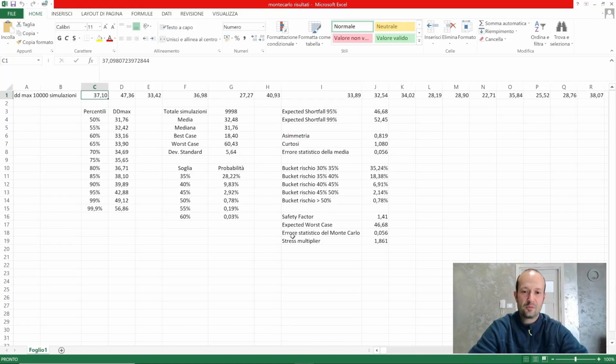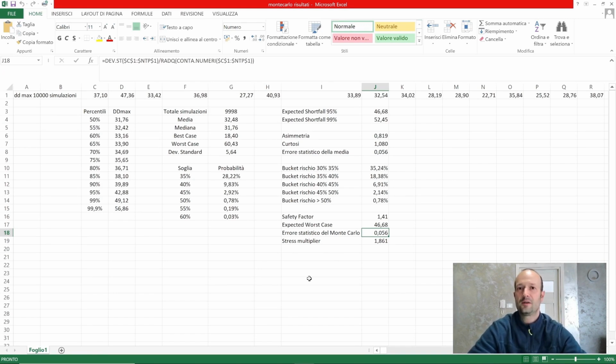I calculated this Monte Carlo statistical error. And my error is 0.05%, 0.06% if we round it up. So that means the numbers I'm coming up with can have an error of 0.06, which is basically nothing. So if I get a value of 10%, with the error it could be 10.06% instead of 10%. It's practically irrelevant. I don't bother with these tiny percentages, I just take the round number.